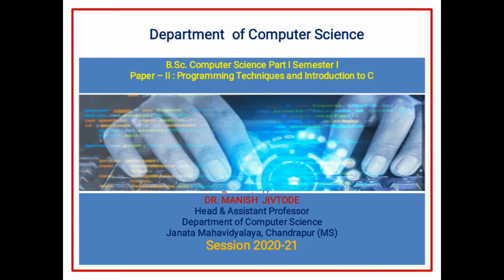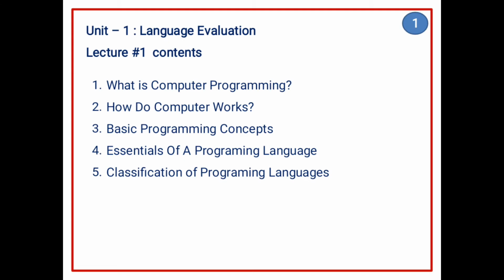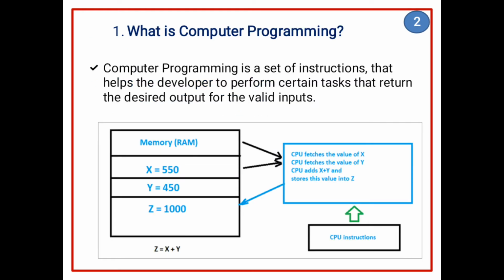In this video lecture, we will discuss the following topics. Number 1 is what is computer programming? Second, how do computers work? Third, basic programming concepts. Fourth, essentials of a programming language. And last, fifth, classification of programming languages. Now let's start. First topic, what is computer programming?